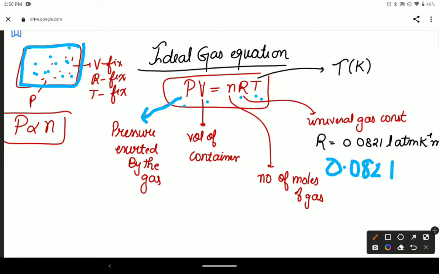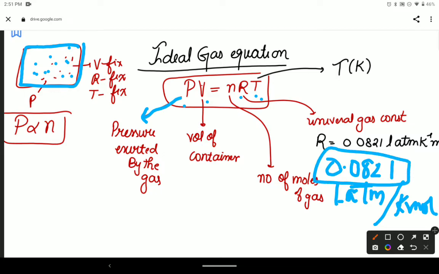0.0821 liter atmosphere per Kelvin mole. These are the universal gas constant units. Okay, you should remember it. It's pretty useful actually. This is the universal gas constant, and T refers to temperature, which is in Kelvin, K.